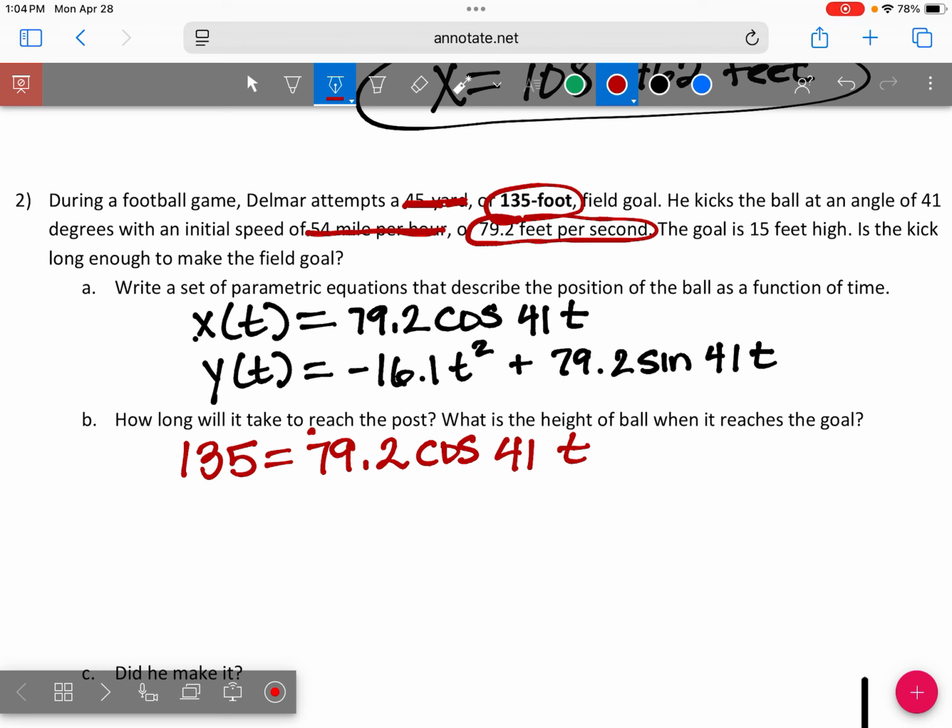Now keep in mind that this is one whole number right there. So in order to solve for t, I'm just dividing both sides by 79.2 cosine 41. So I'm going to take 135 and divide it by 79.2 cosine of 41. All right, go ahead, type that in your calculators.